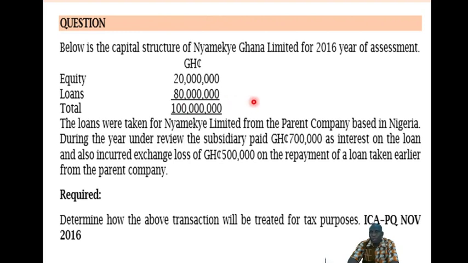80 to 20 is 4:1. But the cap is what? 3:1. So the law says that when it comes to the debt equity ratio, the interest that Nyamiche can charge in the accounts, or any foreign currency exchange loss realized that Nyamiche can charge in the accounts, should only be up to 3 times the amount of the equity. Any excess will be disallowed.